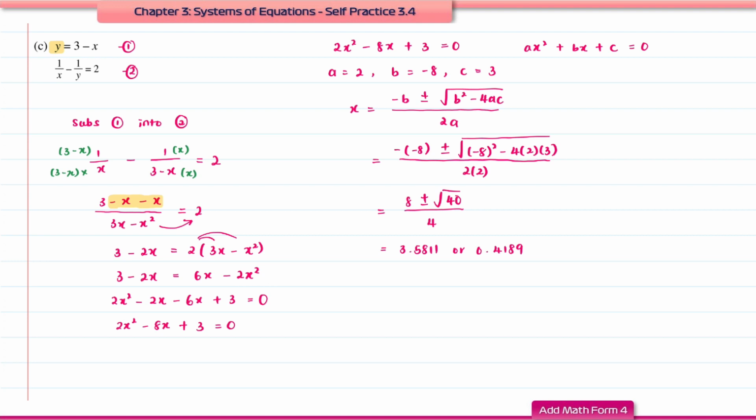So now next we're going to find the value for the y. Alright, so first I'm going to substitute the first value of x, which is 3.5811, into equations 1. So here you're going to find that the y is equal to negative 0.5811. So another value of the y will be, when you substitute the x equal to 0.4189 into equations 1 as well.